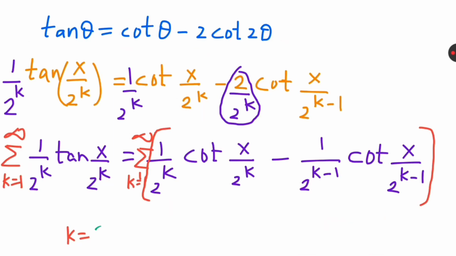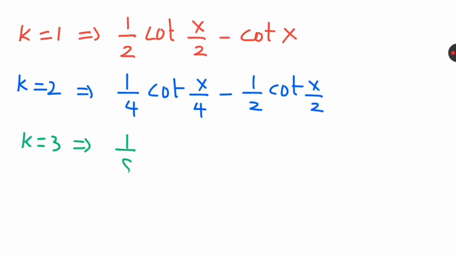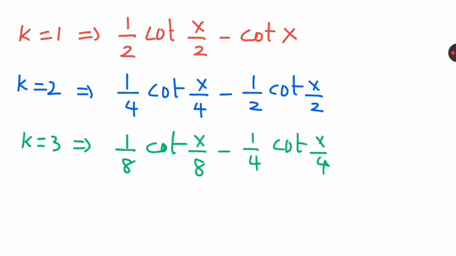Now let's substitute k as 3. We are going to get 1 over 2 raised to the power of 3, which is 8, cot x over 2 raised to the power of 3, which is 8, minus 1 over 2 raised to the power of 3 minus 1, which is 2. So 2 raised to the power of 2 is 4, cot x over 4. So this is for k equal to 3. Let's write here 1 over 8 cot x over 8 minus 1 over 4 cot x over 4.